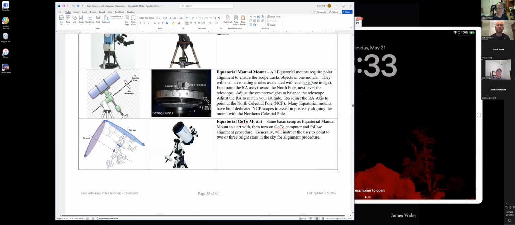So this axis here must be lined up to the north celestial pole. Setting circles. If you have a go-to mount, this really is obsolete. You don't need to worry about it. And I don't think anybody in the class needs to worry about setting circles.